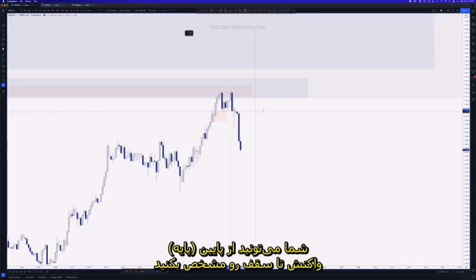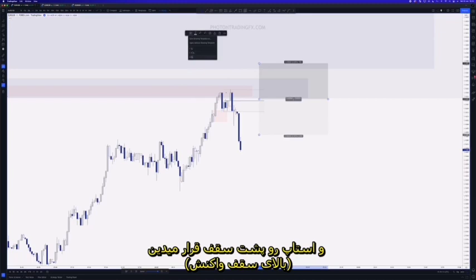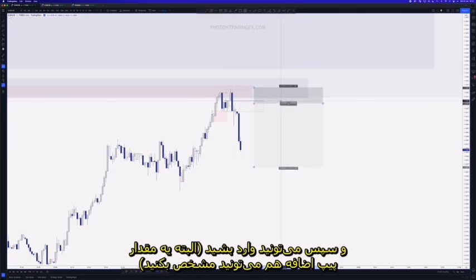Now, you can take from the base of the reaction to the high. And then if you're like me, you would use a fixed 2-pip stop loss, and you would just put your stop behind the high, above the high of the reaction, and then you can enter in like that, depending on how much buffer you want to give.